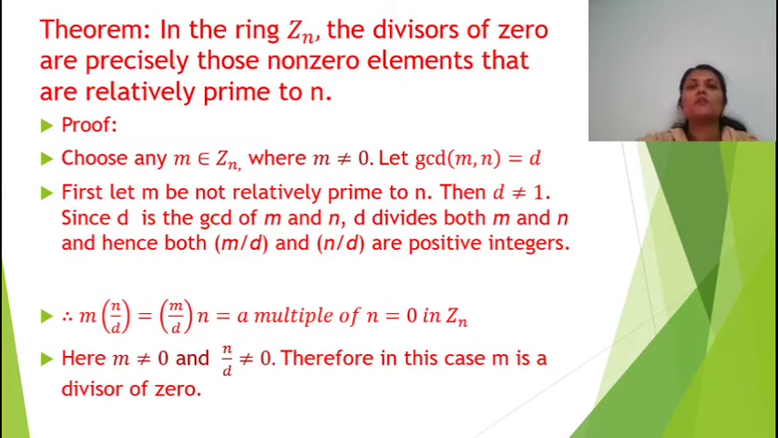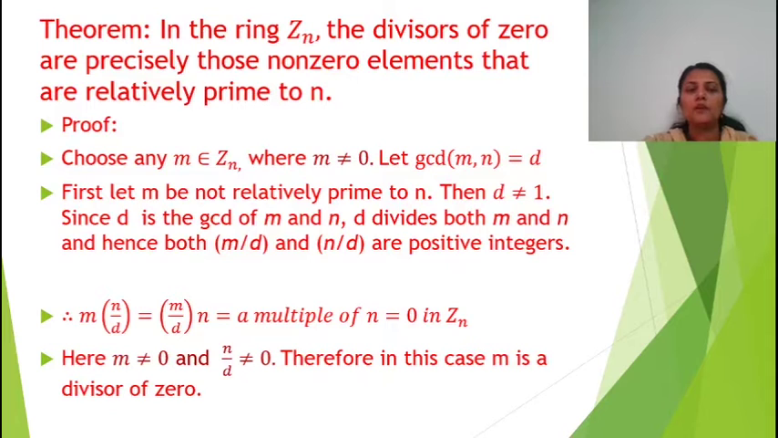There are two cases we have to consider. First choose any element m of Zn. We can take an element from 0 to n minus 1, where m is not equal to 0, and we can assume that its GCD with n, GCD of m comma n, is equal to d. We don't know what the value of d is. First we take the case that m is not relatively prime to n, that is d not equal to 1. Since d is the GCD of m and n, d divides both m and n, and hence both m by d and n by d are positive integers.